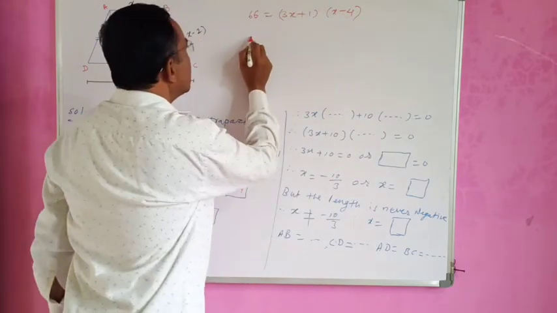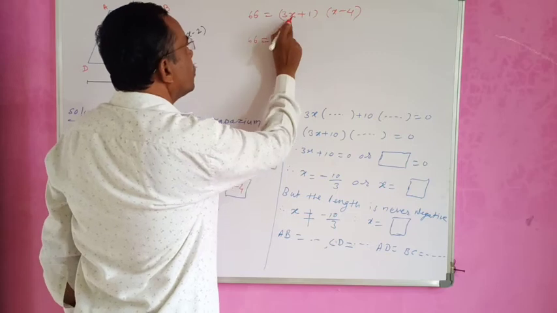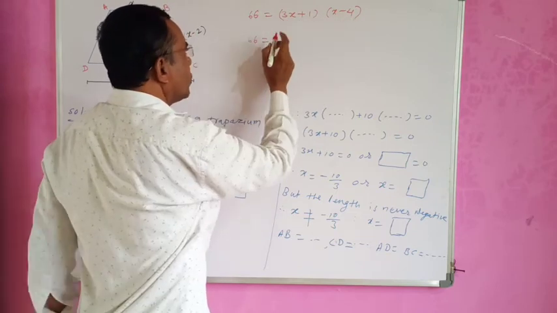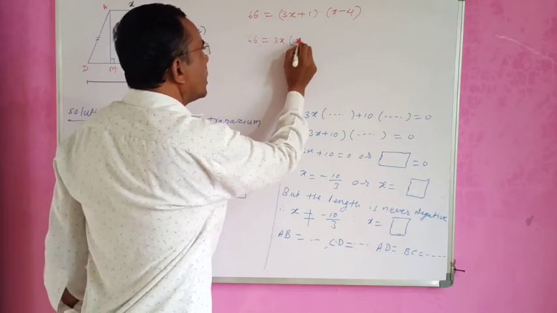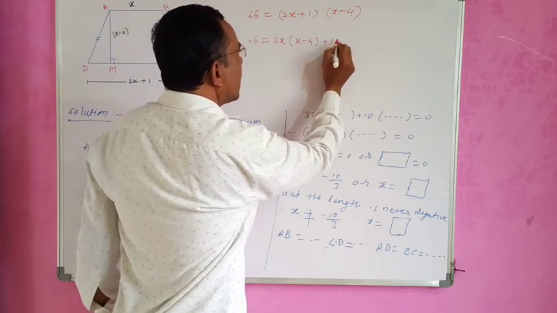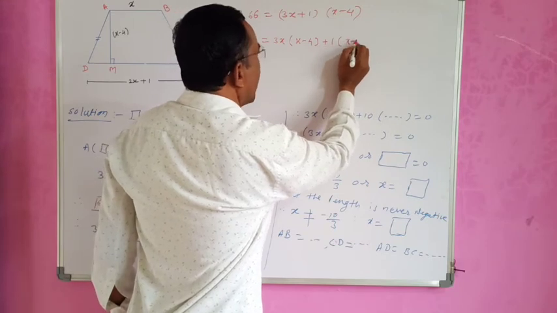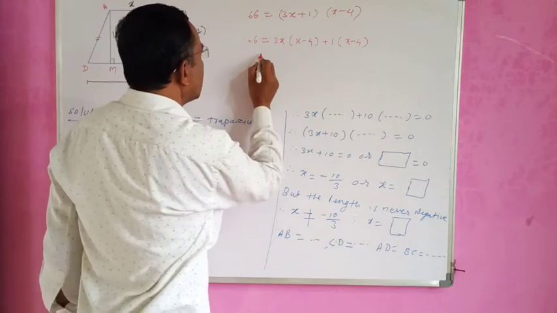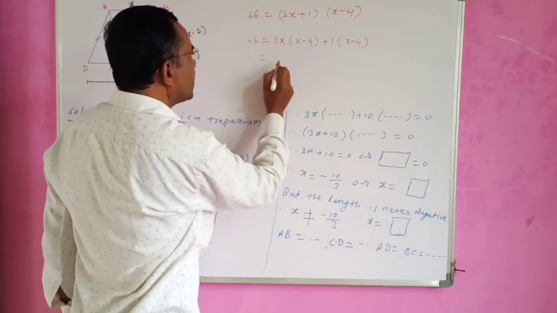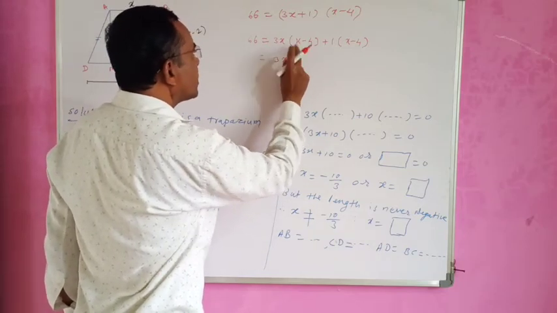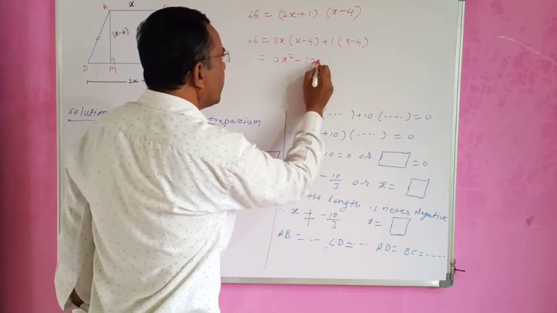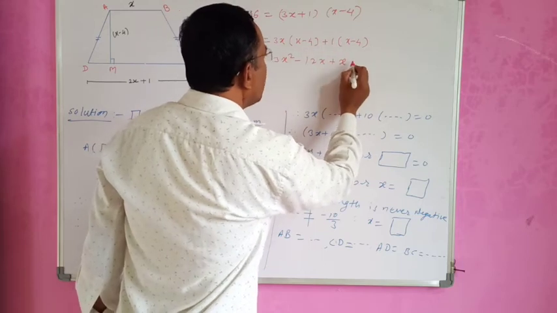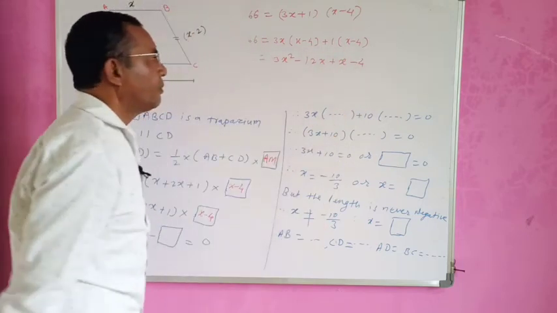3x plus 1 is equal to 66. Multiply 3x into this bracket and 1 into this bracket. Okay, 3x in the bracket x minus 4 plus 1 in the bracket x minus 4. Now we will multiply: 3x into x, that is 3x square, minus 3 into 4, that is 12x, plus 1 into x, that is x, and 1 into minus 4, that is minus 4.